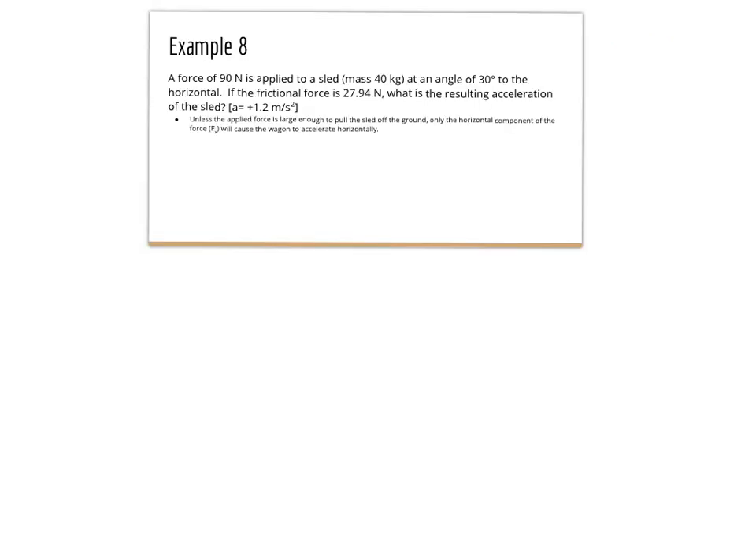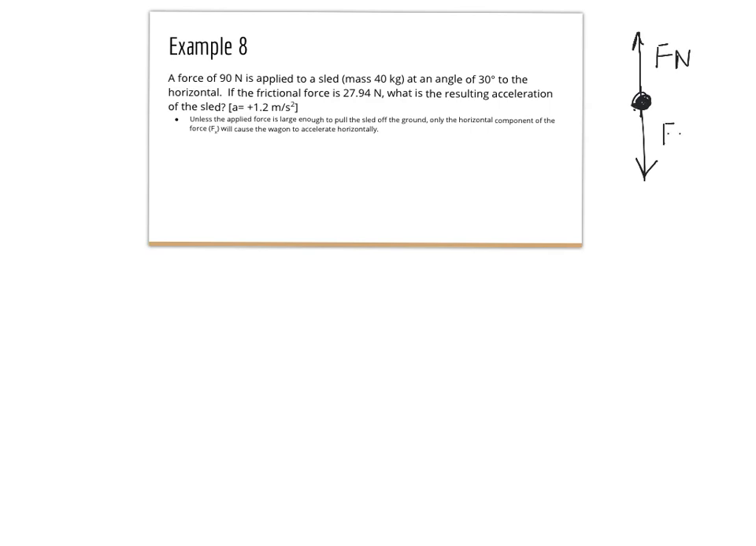All right, last example. A force of 90 newtons is applied to a sled that has a mass of 40 kilograms at an angle of 30 degrees to the horizontal. If the frictional force is 27.94 newtons, what is the resulting acceleration of the sled? Okay. Diagram. Having a hard time. Okay, sorry, these should be equal and opposite. Having a hard time with my stylus.